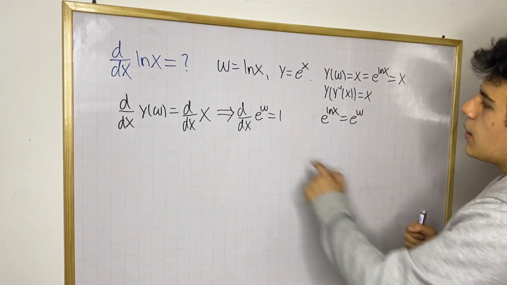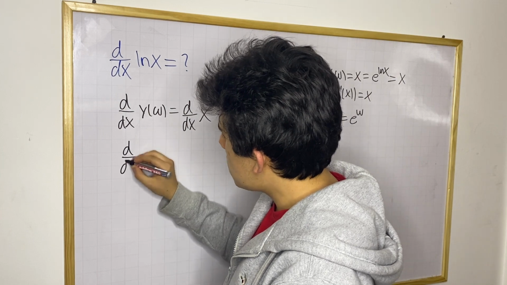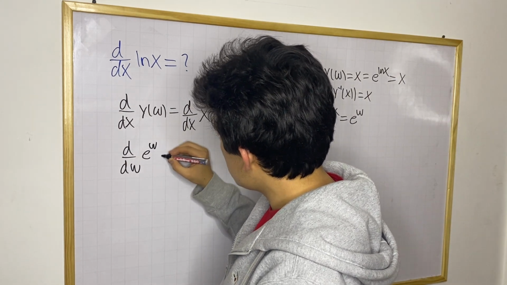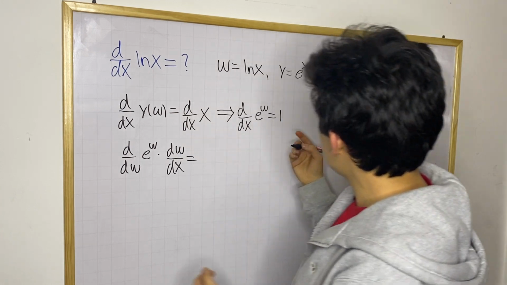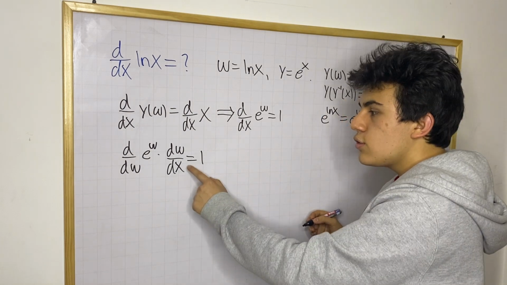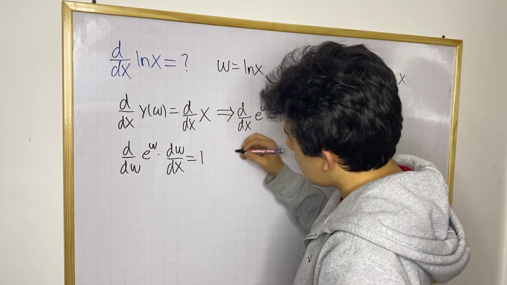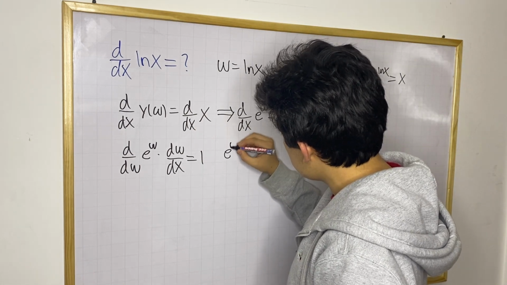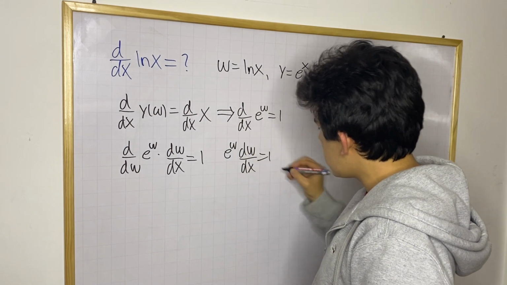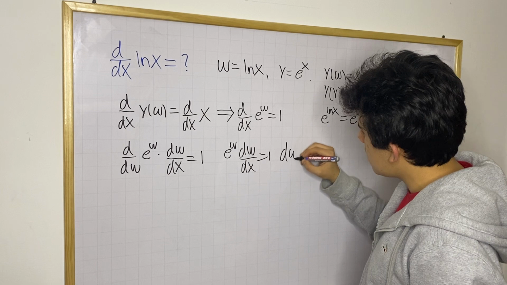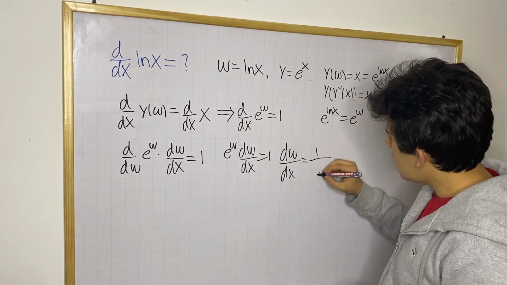So let's do that. Now we know that the derivative of e to the w is going to be the derivative with respect to w of e to the w times the derivative of w with respect to x, and this would be equal to 1. And now we only need to solve for w. The derivative of e to the w is e to the w, so we have e to the w times dw over dx, and this equals 1. And now we get from that dw over dx is going to be equal to 1 over e to the w.